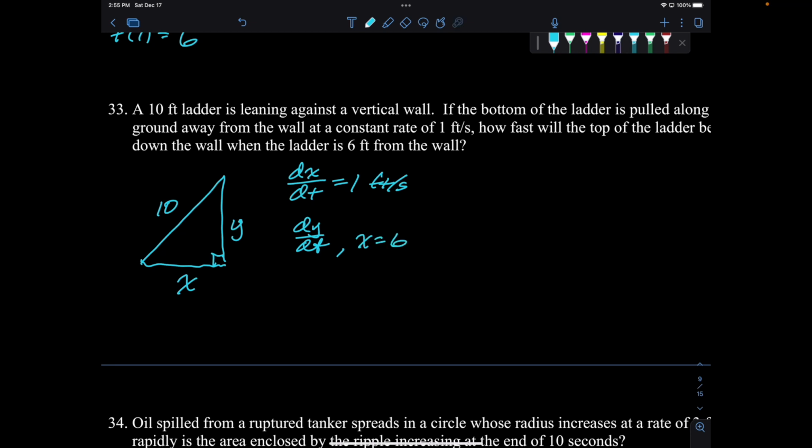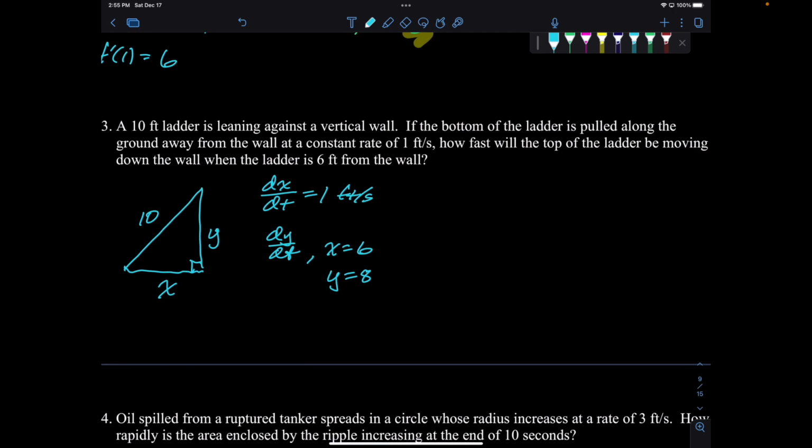All right, the first thing I notice is if x is 6 and the ladder is 10, then this will be 8 at that time. So y will equal 8. And then the Pythagorean theorem relates these things, so let's do that. x squared plus y squared is 10 squared.